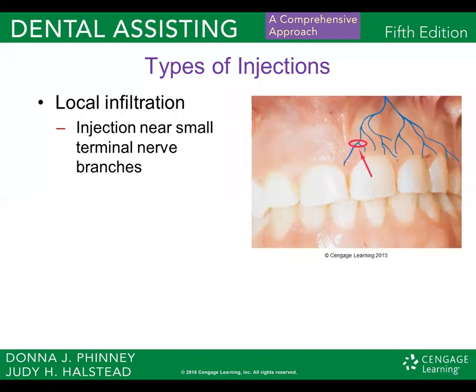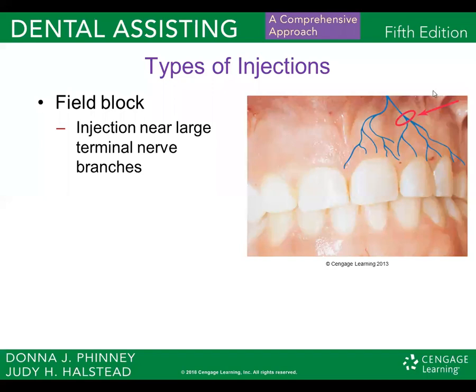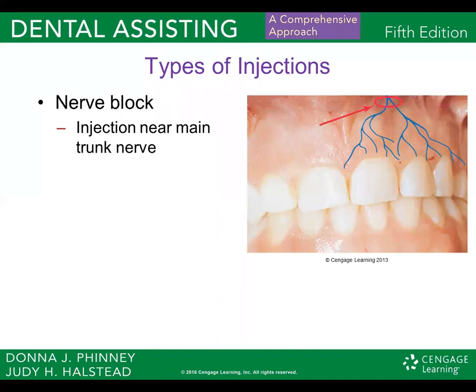So here's some examples. This is a local infiltration where they're just blocking this right here. This is a field block where they're blocking these, like these 3 teeth, for example. Okay, we're reaching that. And then a nerve block would be way up here. So when you're placing the topical, you're going to know what your doctor is going to do.